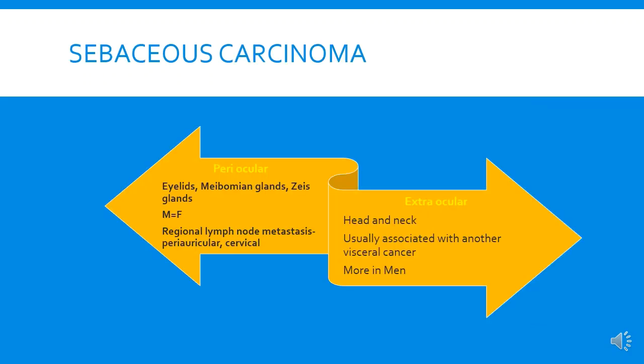Carcinoma is the only malignant entity under sebaceous tumors. That's a relief. And there are two variants of sebaceous carcinoma, mainly the periocular variant and the extraocular variant.